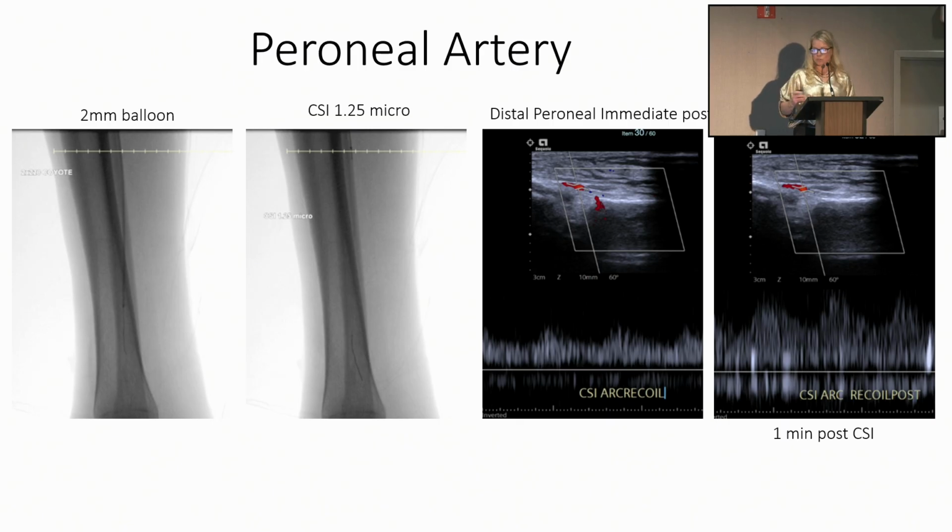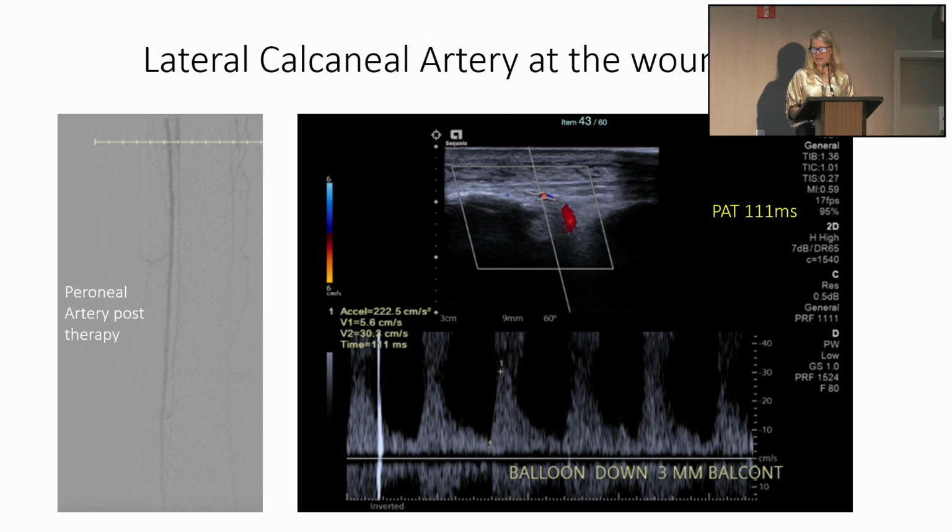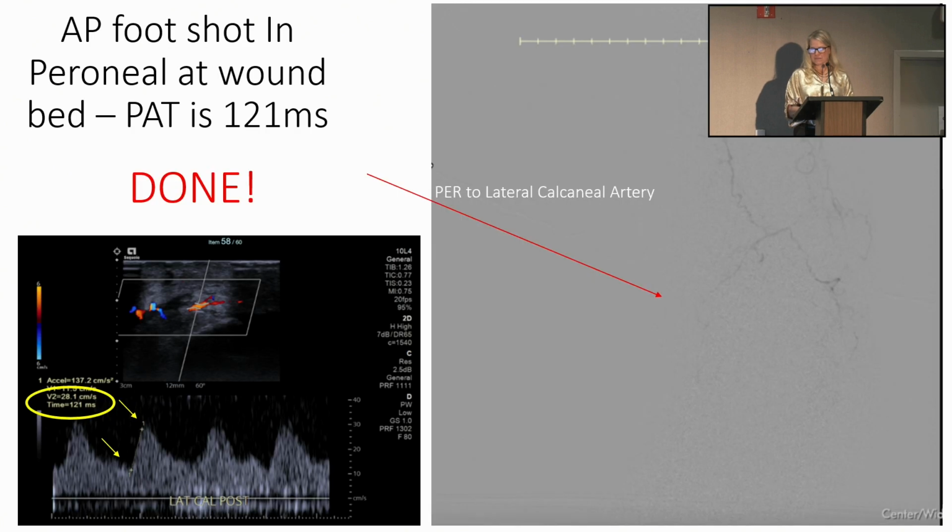There was a little bit of vessel recoil that I could see in the blood flow down by the wound bed. She gave some intraarterial nitro, and things calmed down. The result of the peroneal was brisk, and it looked really good. And you can see I'm just scanning right by that heel wound, and the PAT is class 1. And even, again, looking at an AP foot shot, it's not that impressive, but the duplex said otherwise.